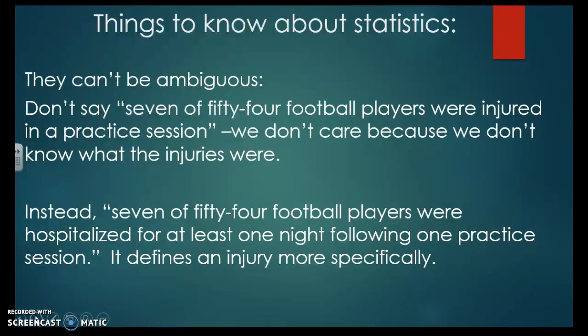Things you need to know about statistics. You can't have ambiguous or made-up statistics. Don't say 7 of 54 football players were injured in a practice session. Well, I'm not going to worry about how dangerous football is because I don't know how serious the injuries were. But if you say 7 of 54 football players were hospitalized for at least one night following one practice session, well then I'm thinking, wow, this is a really dangerous sport. You have to define the words that are in your statements and make sure that none of them are ambiguous or vague.